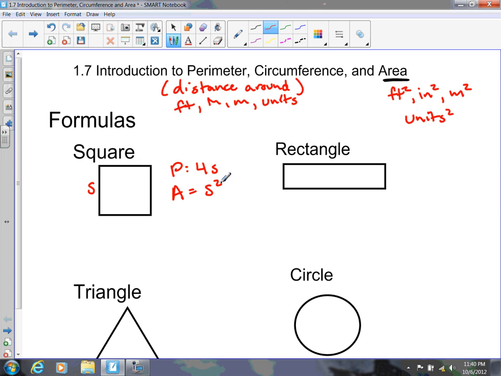A rectangle has a length and a width, or a base and a height. It doesn't really matter, but your perimeter, you could add up length plus width plus length plus width, or basically you have 2 L's plus 2 W's, and your area is length times width, or base times height.